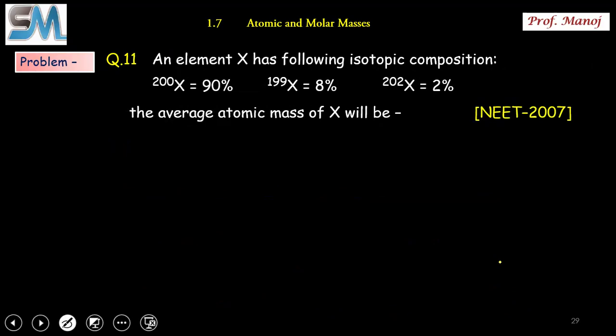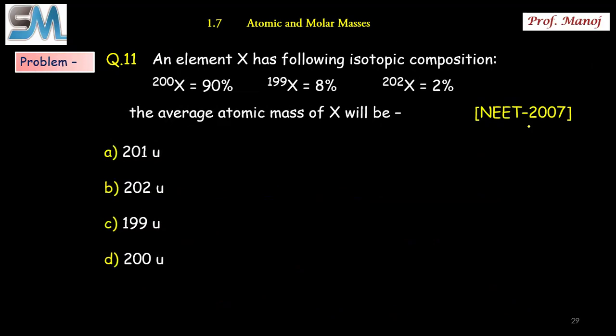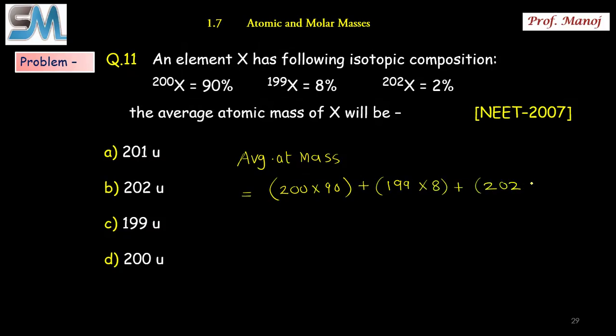Let us solve this question, which was a PYQ of NEET 2007. These are the options given. Now you can solve this by the regular method also. For example, we can find the average atomic mass by substituting: 200 into 90 plus 199 into 8 plus 202 into 2, the whole thing divided by 100.